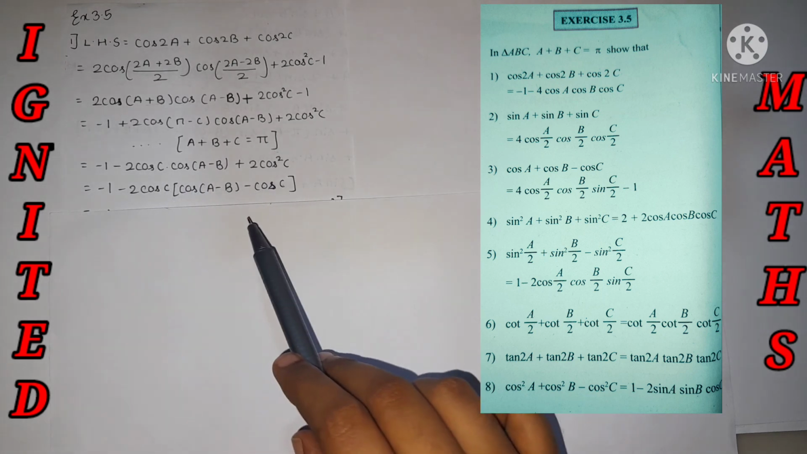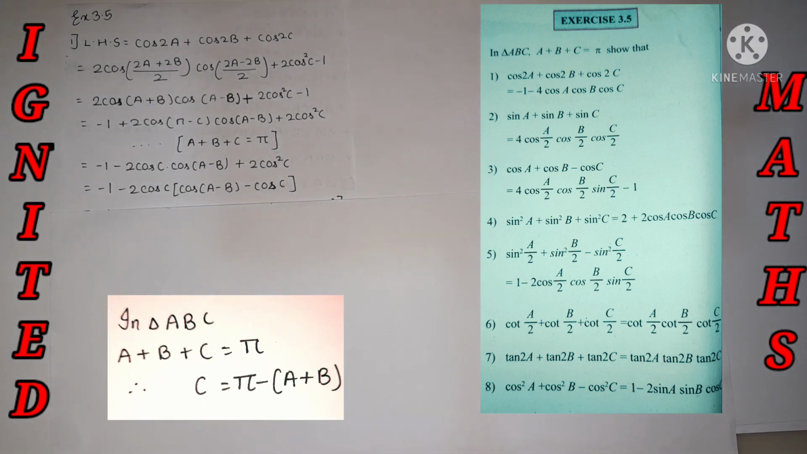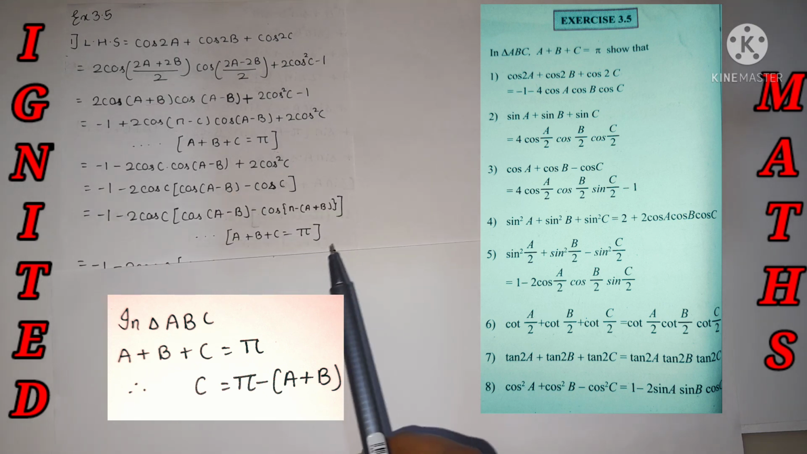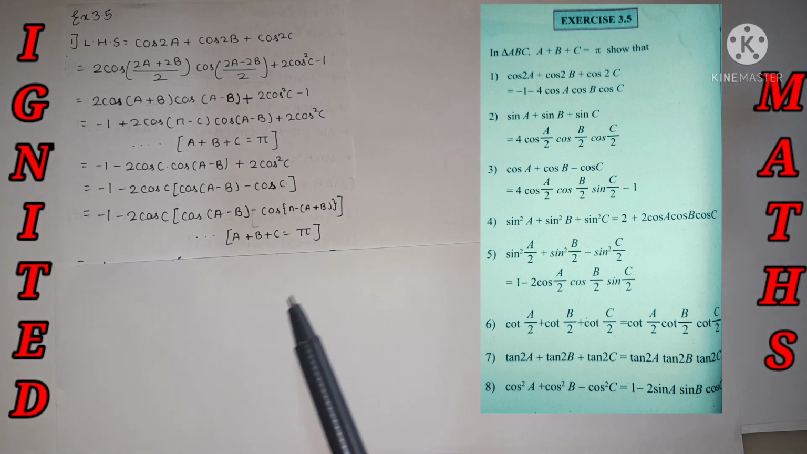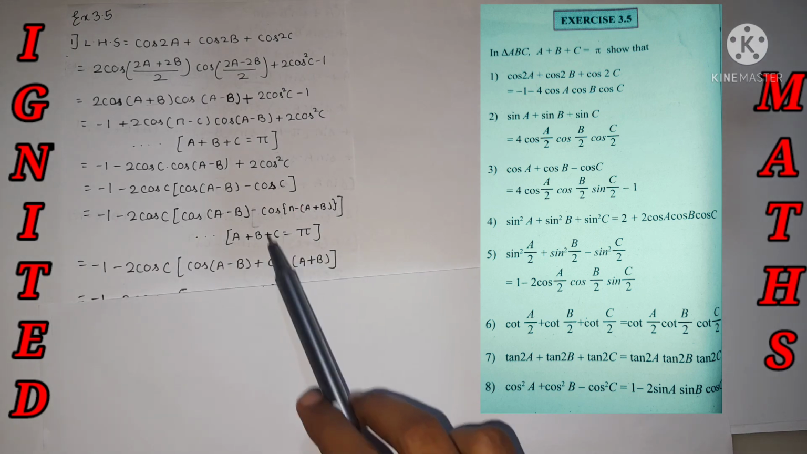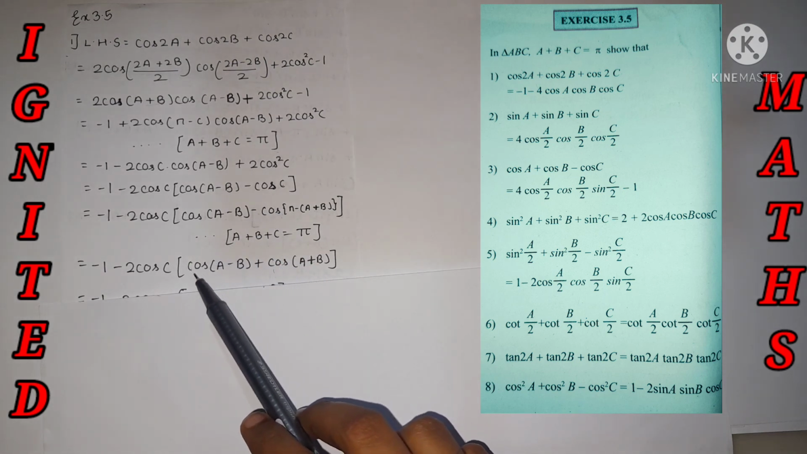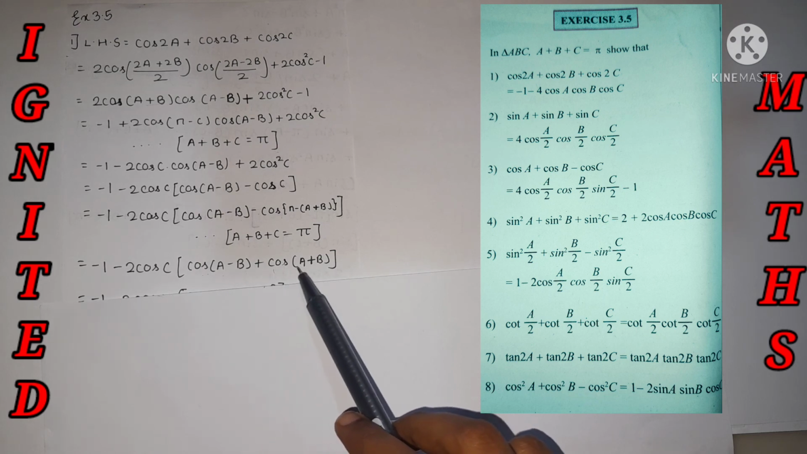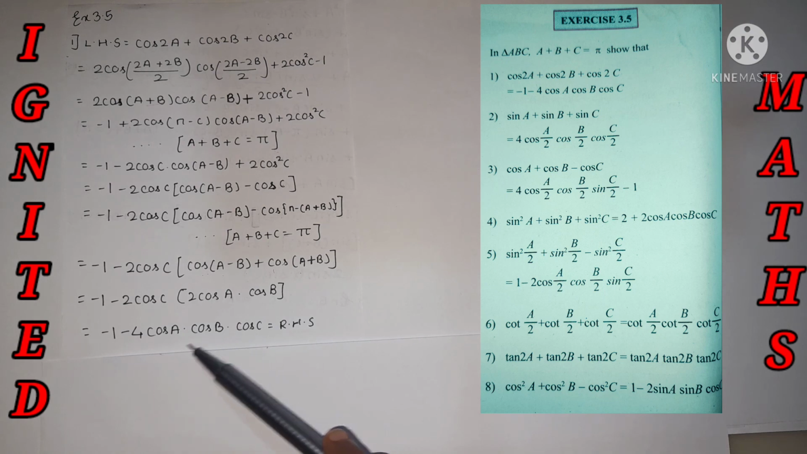Absolutely the same. And over here, cos C. I'm going to represent C as pi minus (A plus B), because A plus B plus C is equal to pi, so C is equal to pi minus of (A plus B). That's what I have represented over here. Can we use the formula of cos (pi minus theta)? It's nothing but minus cos theta. So minus into minus is plus. Then in the formula, cos (A minus B) plus cos (A plus B) is nothing but 2 cos A into cos B, which is the RHS value.